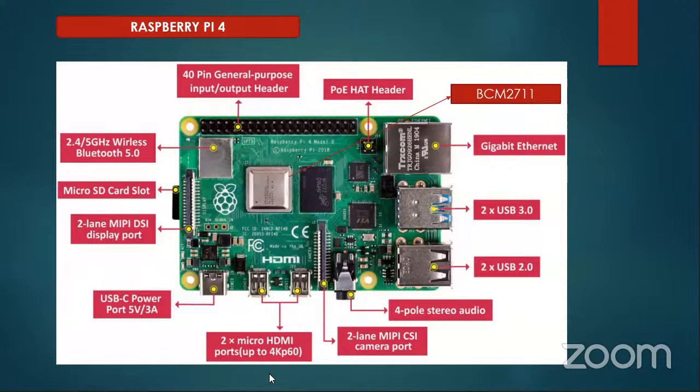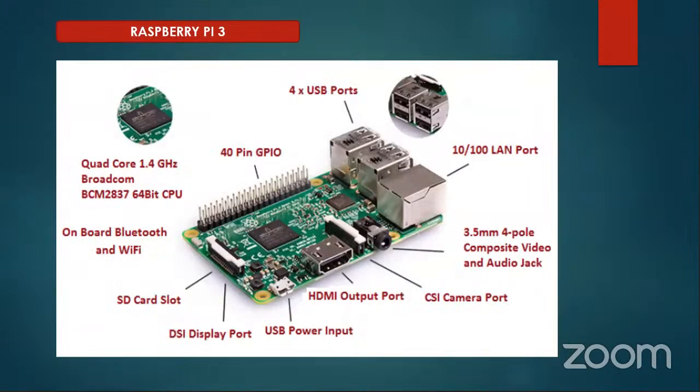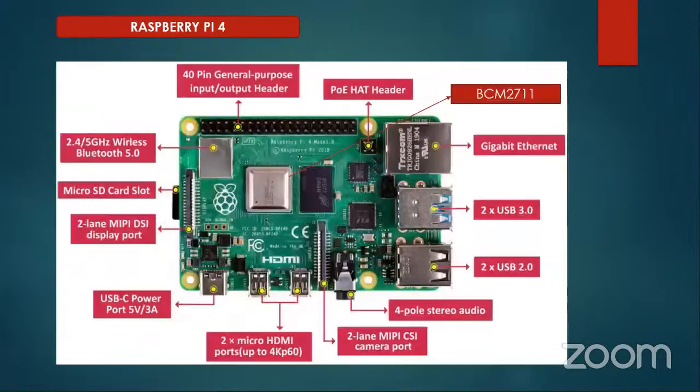Here you can see two micro HDMI ports, and here the USB-C power supply, where the recommended supply is 5 volt 3 amps. When it comes to Raspberry Pi 3, which has a micro USB port, the recommended power supply is 5 volt 2 amps. But in Raspberry Pi 4, the USB power you have to provide is 5 volt 3 amps. That is what you have to keep in mind.